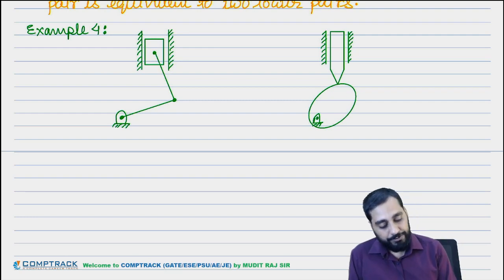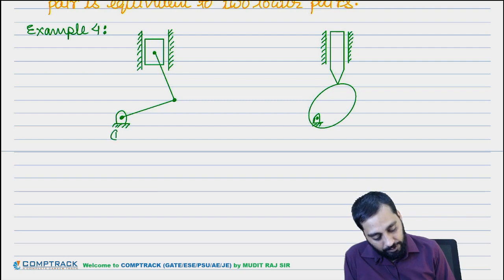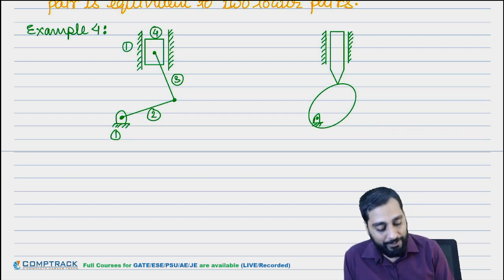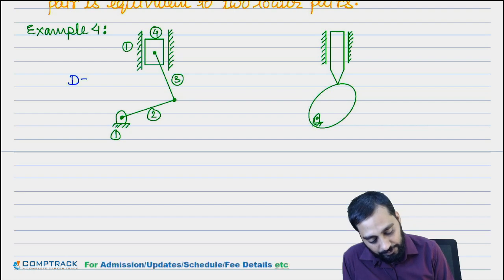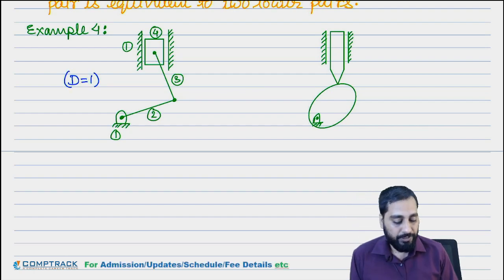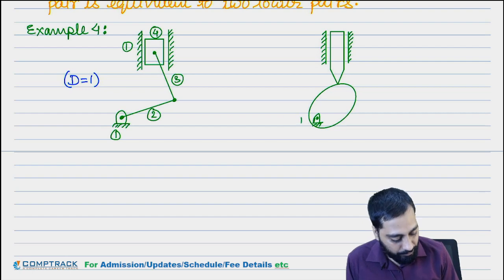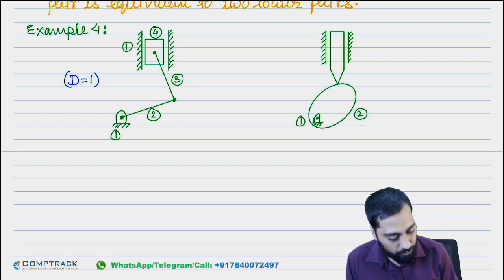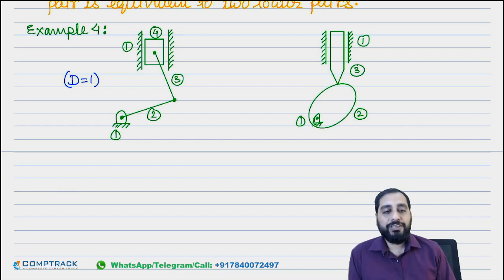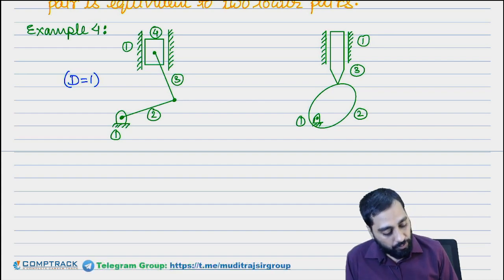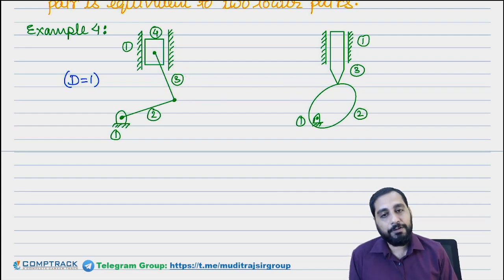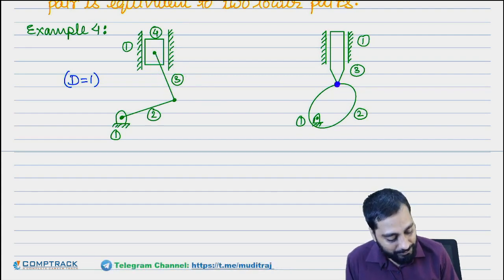Okay, so look here, how many number of links are there? 1, 2, 3, 4. 4 links are there, and if you calculate the degree of freedom for this, it will be 1. Now calculate here how many links: 1, 2, 3. Yes or no? So this total link 3 is replaced by a cam pair. Yes or no? So it is replaced by this cam pair.